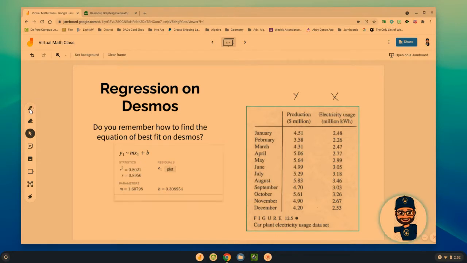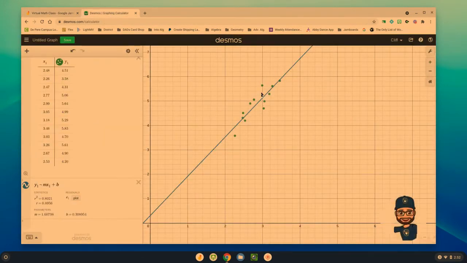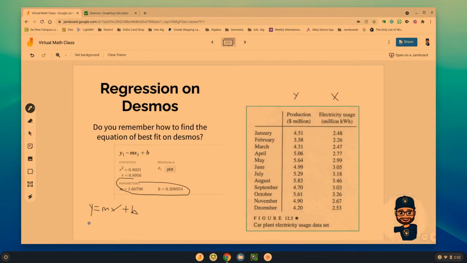Remember we said it was linear, and linear is typically the equation y equals mx plus b. We can grab from that Desmos graph, that prediction line they gave us, this regression line, and use their information to create the equation of a line: y equals 1.61x plus 0.31.